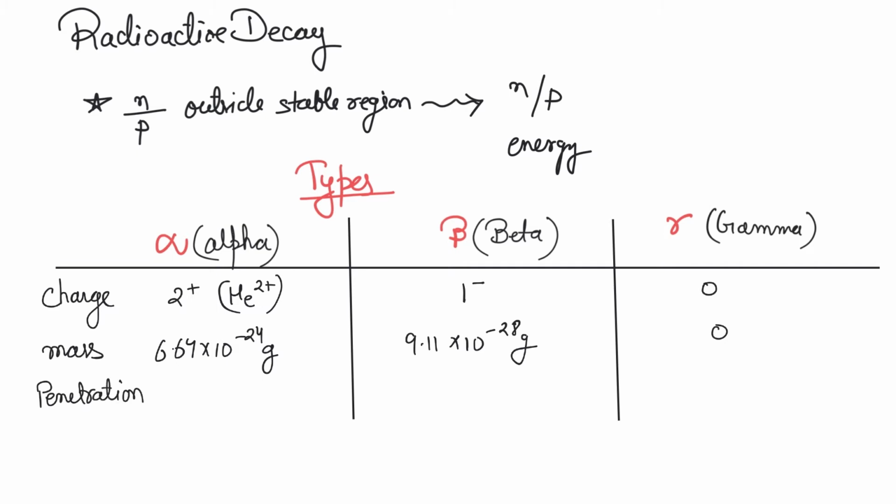Now alpha, because it has got mass, will have very little penetration. If you compare, if alpha is 1, then beta is 100 and gamma is 10,000. So you can see gamma radiations are really bad. They will penetrate the tissues and harm us to the greatest extent, right?